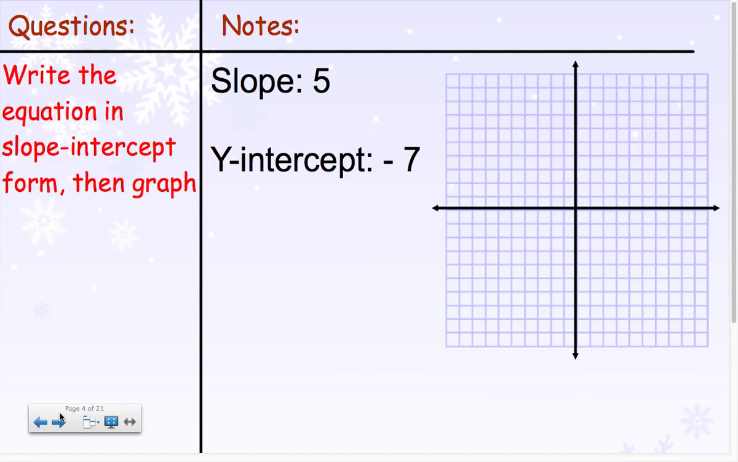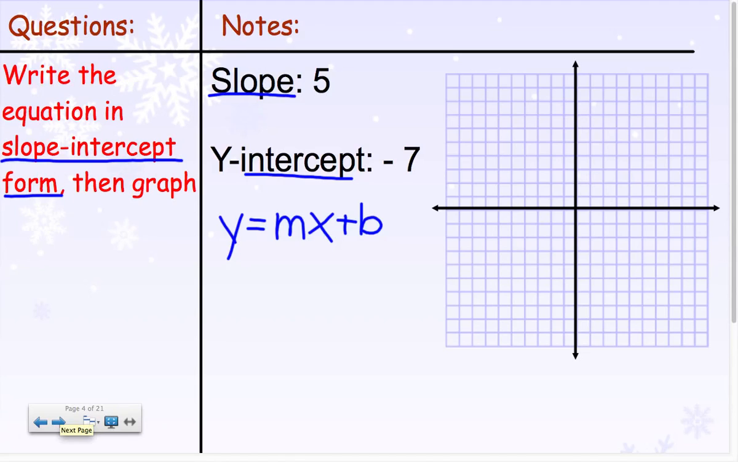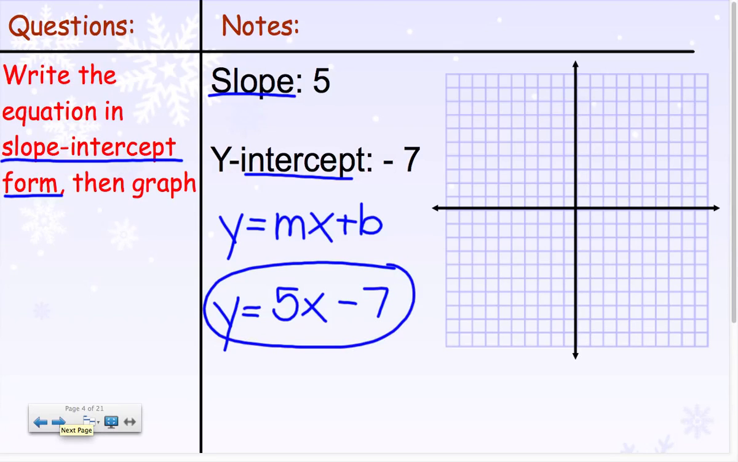This time our slope is 5, our y-intercept is negative 7. So y equals mx plus b. They give me a slope, they give me an intercept, so I can put it in slope-intercept form. Y equals, my slope is 5, my y-intercept is negative 7. So here is my equation. Ask yourself, what number am I going to graph first? Well, I want to graph the y-intercept first, the one that's not with the x. So I'm going to go down to negative 7 on my y-axis. 1, 2, 3, 4, 5, 6, 7.